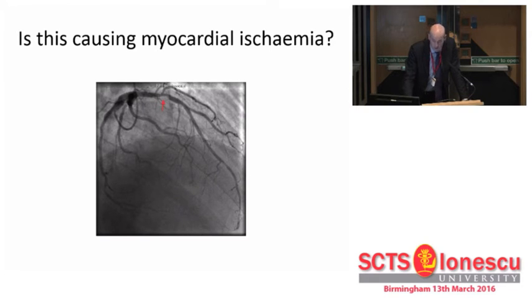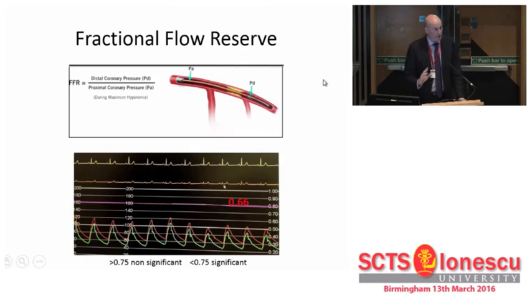But we need to know, is this lesion causing myocardial ischemia, and what's the best way of doing this? Well, the best way, in my opinion, is with an FFR. And I'm sure you know this, but an FFR is where you pass a wire down a vessel, past the stenosis, and then you'll be able to get a ratio of the distal pressure to the proximal pressure, and over time and through various trials it's been worked out that significance is at 0.75 to 0.8.